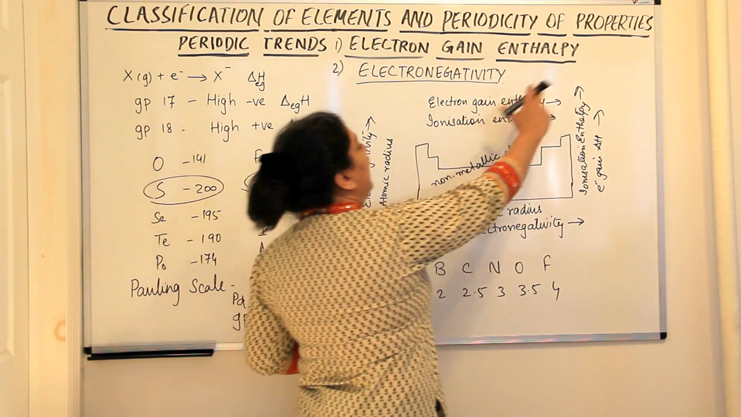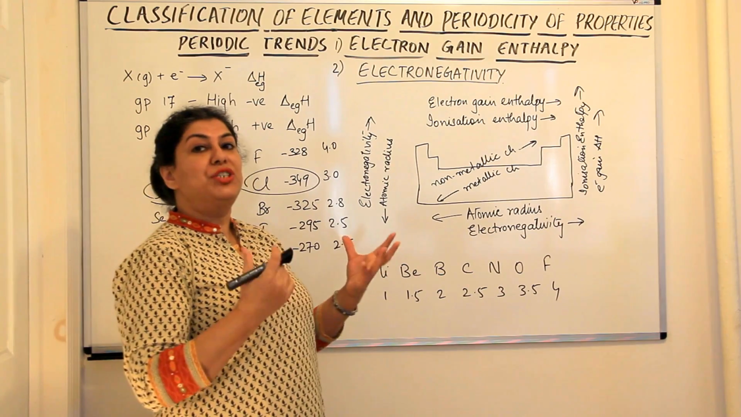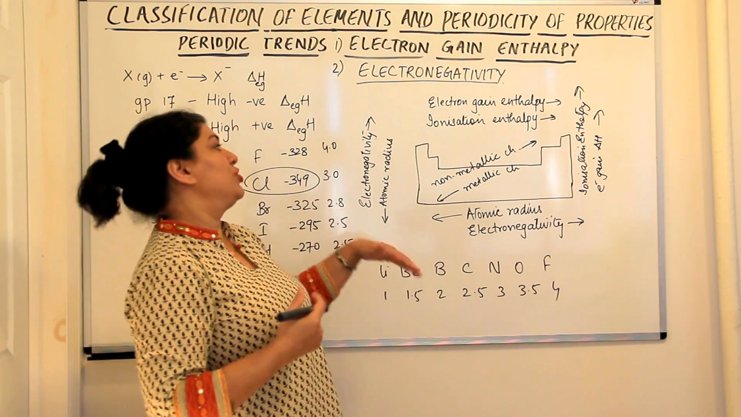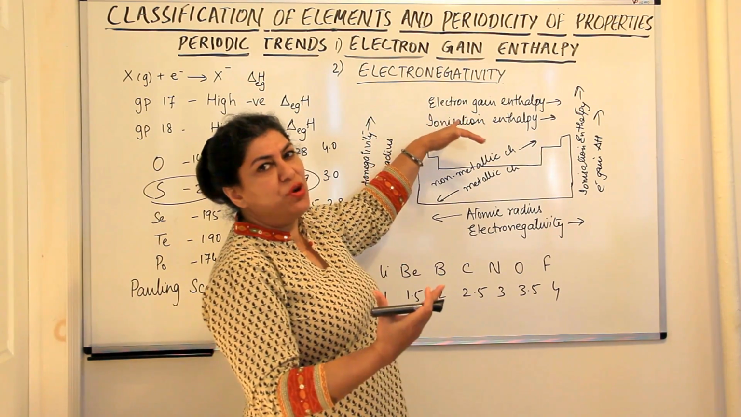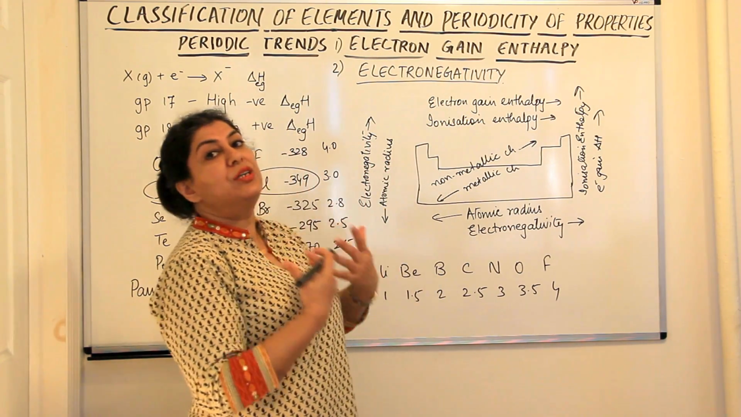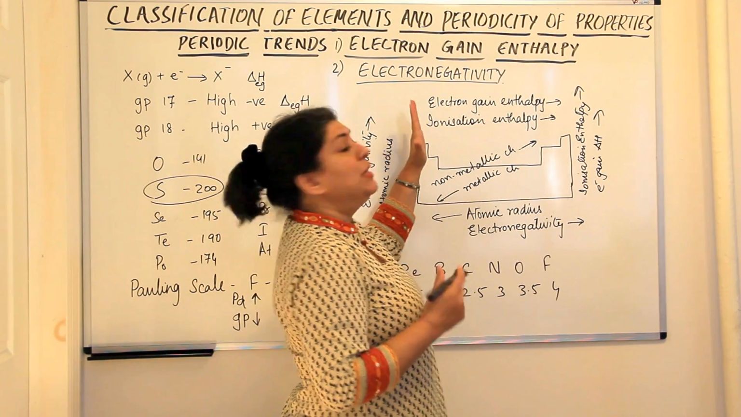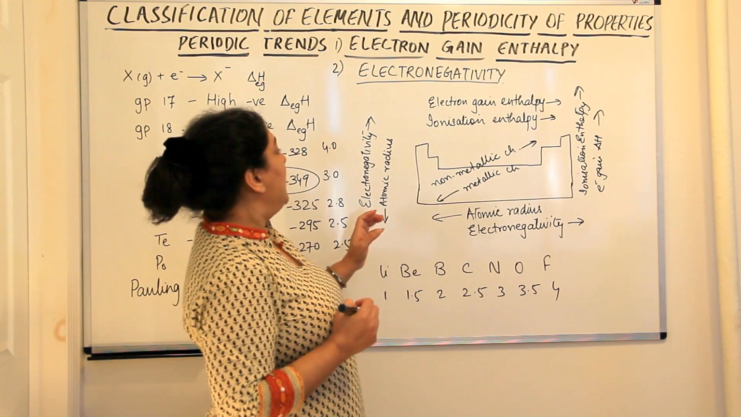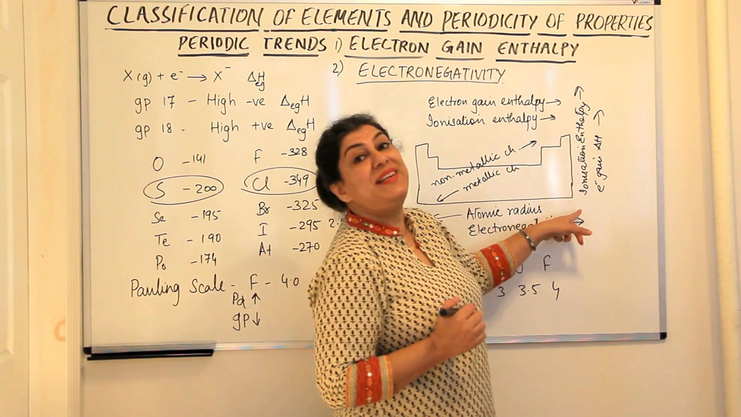Then electron gain enthalpy. The electron gain enthalpy is the amount of energy which is given out when an atom gains electrons. When we are talking of negative electron gain enthalpy, I would say the energy which is given out. So the amount of energy given out when an atom gains electrons increases as we move from left to right, and from top to bottom, the electron gain enthalpy decreases.